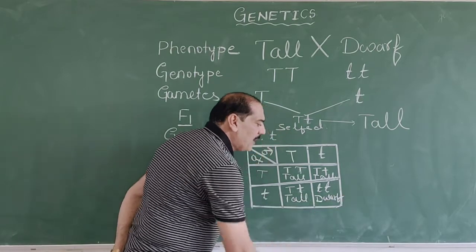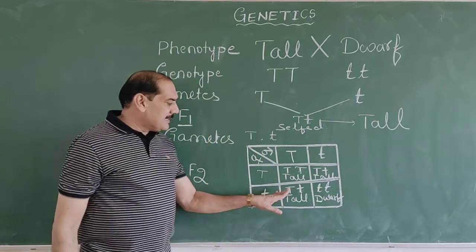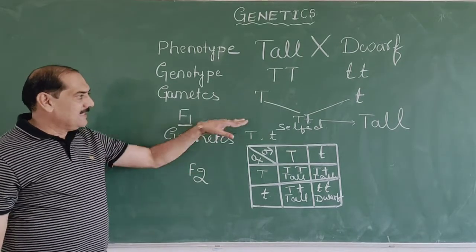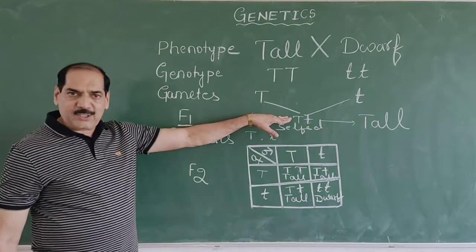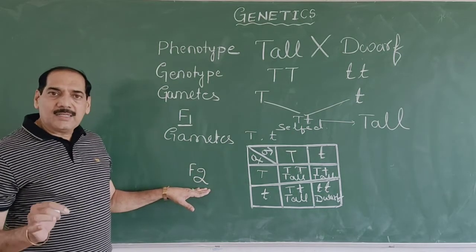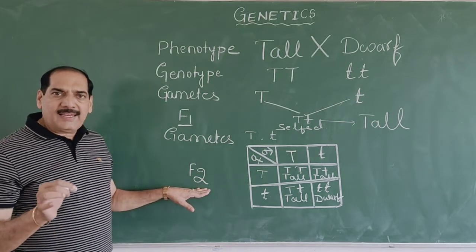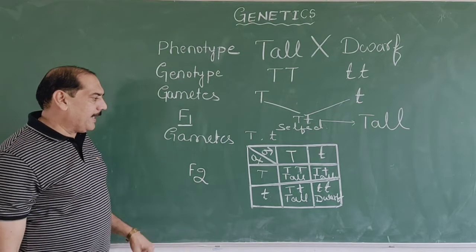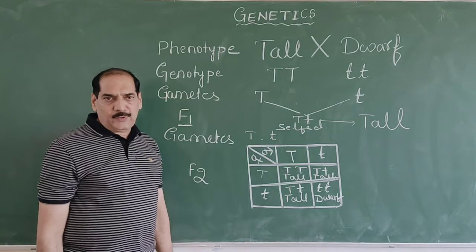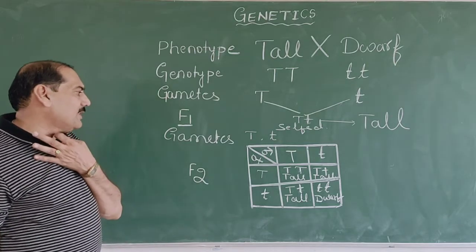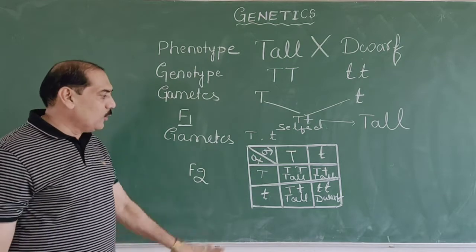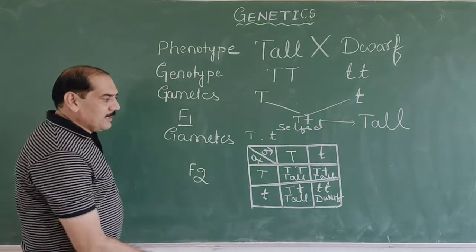See, dwarf plant. This is a first generation. This is a second generation. It is called second filial generation. Okay. Now we take the ratio of 2 types of plants. First you observe, look at the phenotypes. Phenotypes, tell me the ratio.